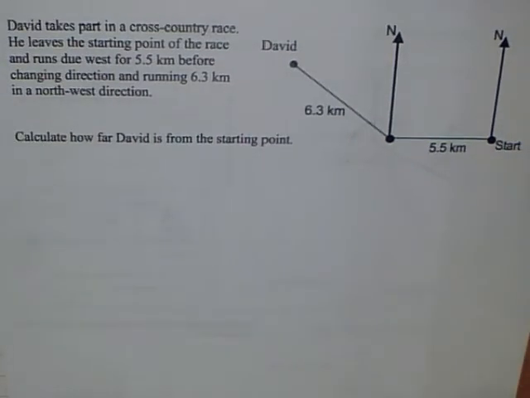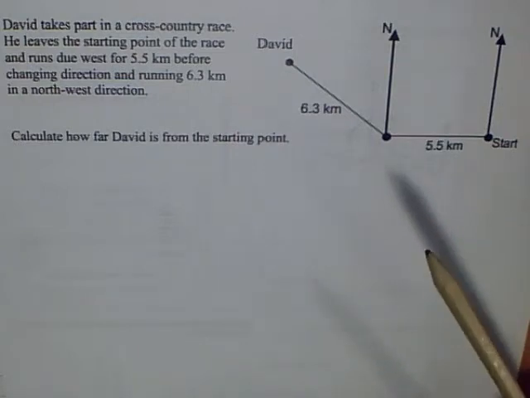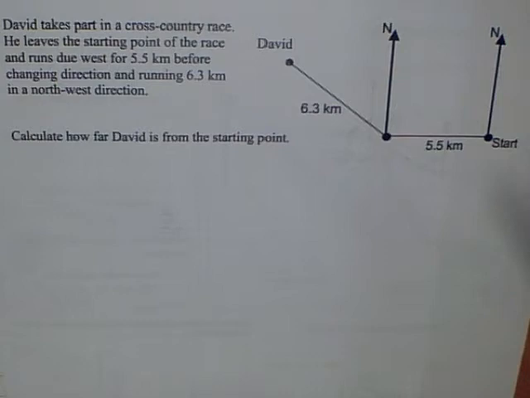David takes part, this is from your assessment. David takes part in a cross-country race. He leaves the starting point of the race and runs due west for 5.5 kilometers before changing direction and running 6.3 kilometers in a northwest direction. Okay. Calculate how far David is from the starting point.